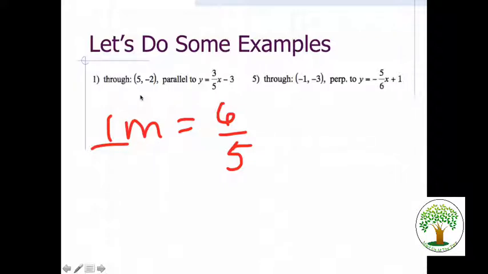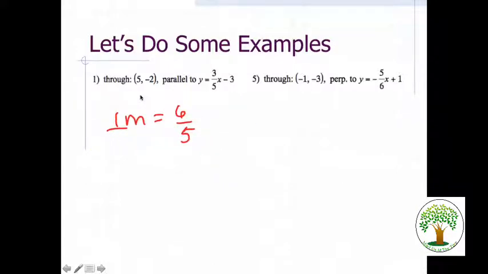Well, it's already negative on mine. Right, so we leave it positive. Okay, all's good. So we leave it positive. So we have a point, negative 1 comma negative 3, and we have a slope.